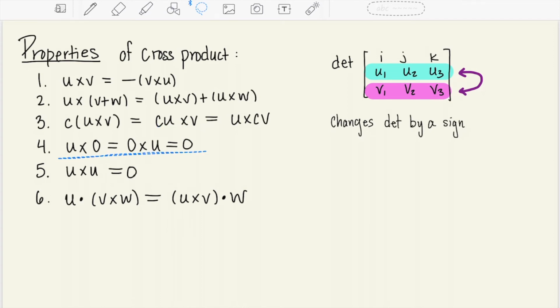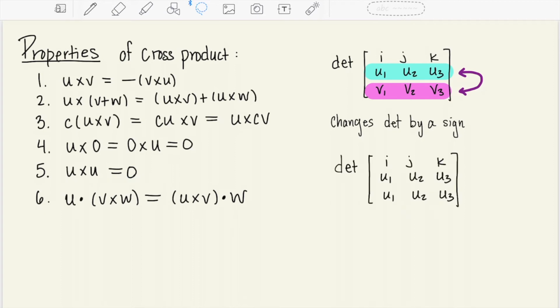Taking u cross the zero vector or taking u cross itself is going to give you 0. If you think about this in the context of our determinant, then having the same row here and here is naturally going to give you something that has determinant 0 because there's a linear dependency baked into the matrix. And then the last property deals with the dot product.